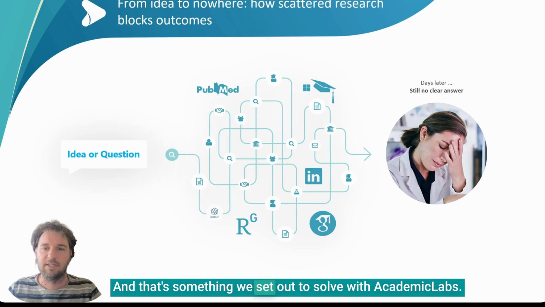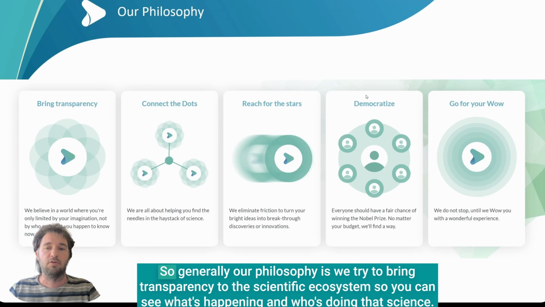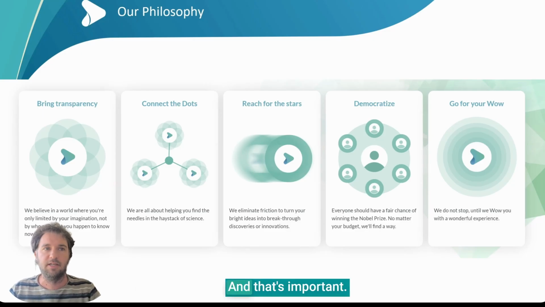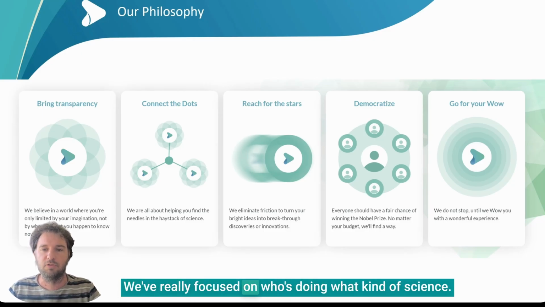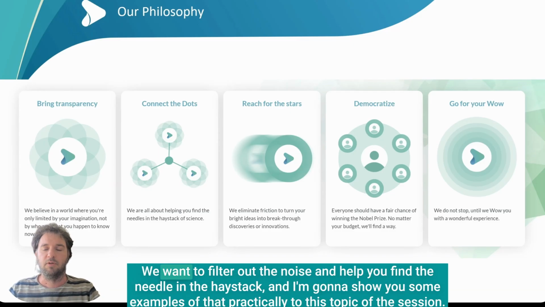And that's something we set out to solve with AcademicLabs. That was our main goal initially, and that's still our main goal. So generally, our philosophy is we try to bring transparency to the scientific ecosystem so you can see what's happening and who's doing that science. And that's important. We really focus on who's doing what kind of science. We also try to connect the dots because you can be overwhelmed by so much information that we bring together. We want to filter out the noise and help you find the needle in the haystack.